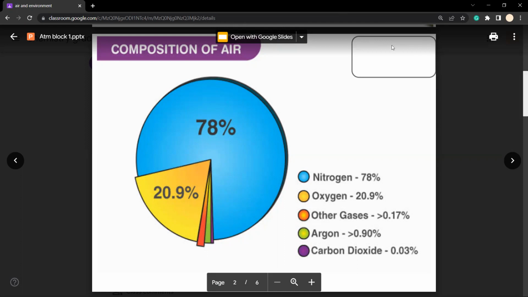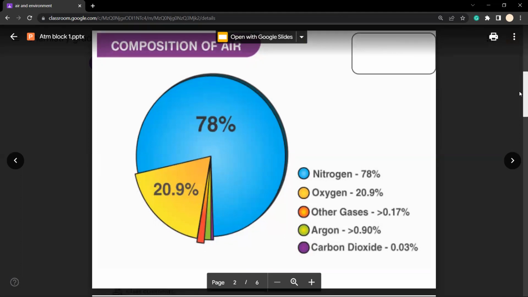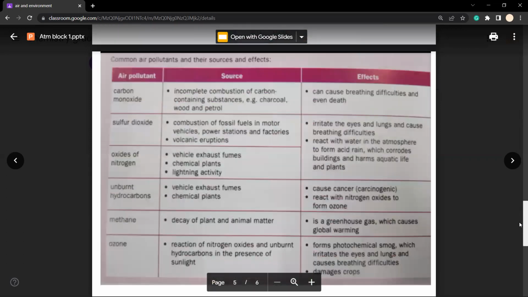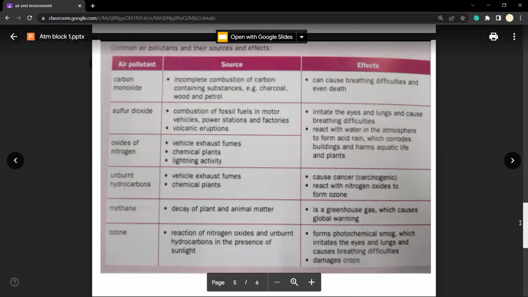Now, apart from these components of the air, whatever else exists in the air, whatever becomes a part of the air, that is actually known as pollutants. So we have plenty of pollutants which are present in the air, and here is a list of all those pollutants, their sources and their effects.